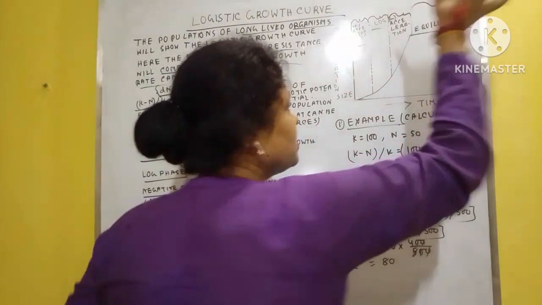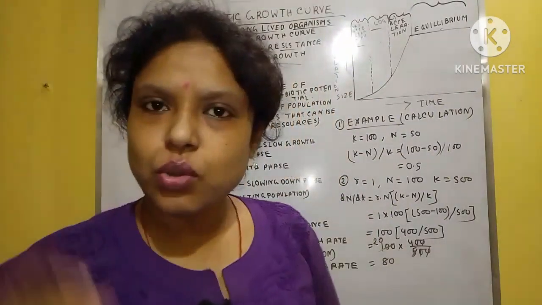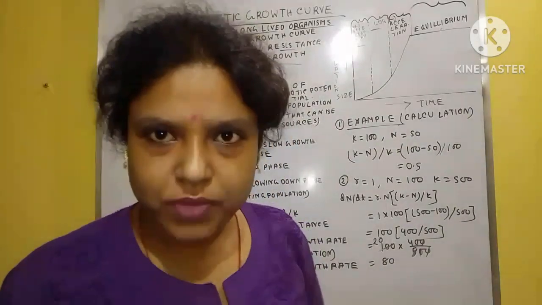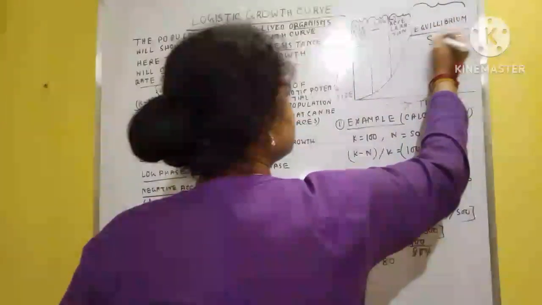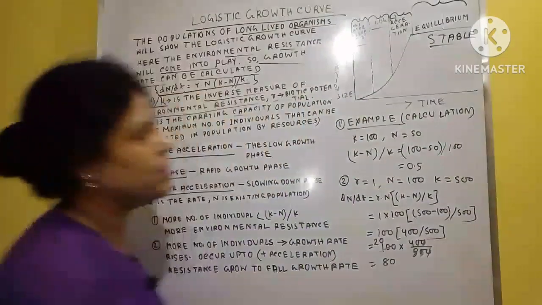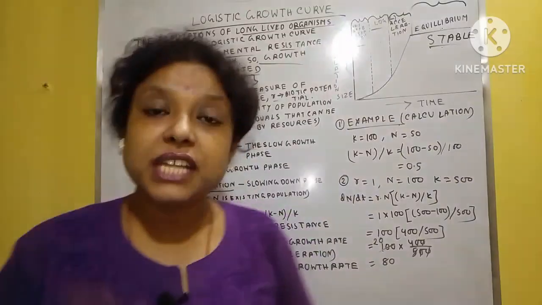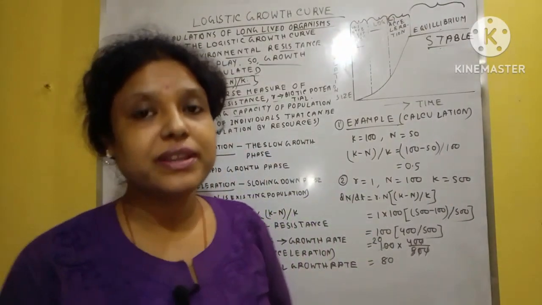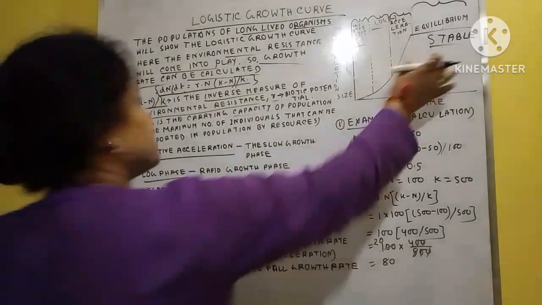In that situation, the number of individuals is stable. No more individuals will form, and no fewer individuals will be destroyed. Equilibrium means the stable situation. The number of individuals is stable, and no more individuals are possible in a particular habitat where the resources are limited. Clear? So this is the stable phase.